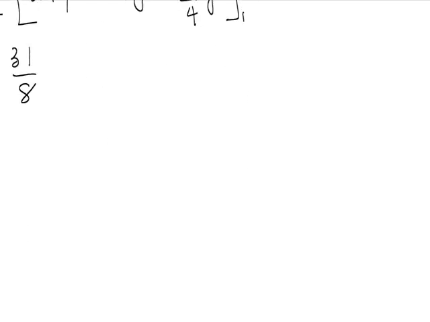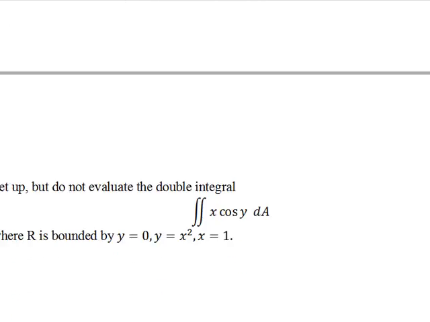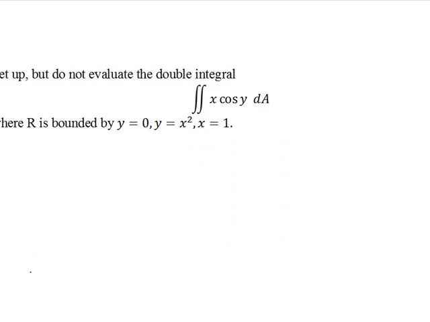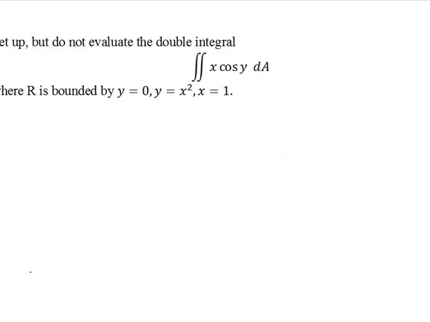Okay, so I want you to try this one on your own. Now, you don't have to evaluate it. Just set it up for me. Draw the region and set up the integral, okay? Because I want to make sure that you can set up these integrals. That's very important. Do not evaluate. Just set it up. And draw the region first.